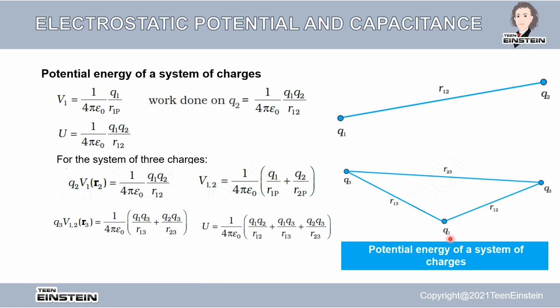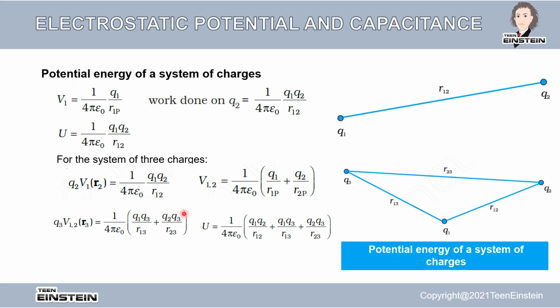because first when you are bringing q1 here, there are no other charges present, so you are not doing any work, so you can ignore this. But when you bring q2 here, you are doing this much work, so that is given by this term 1 by 4 pi epsilon naught into q1 q2 by r12. And when you are bringing the charge q3, you are doing this much work. So that is the potential energy now, which is equal to q1 q3 by r13 plus q2 q3 by r23.